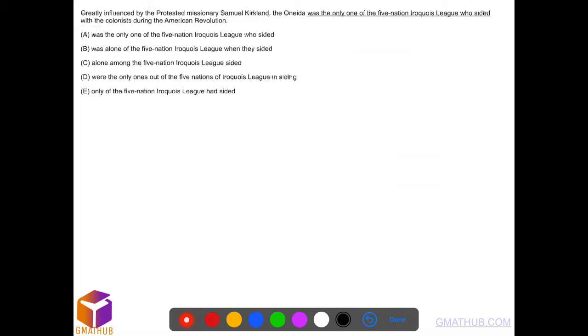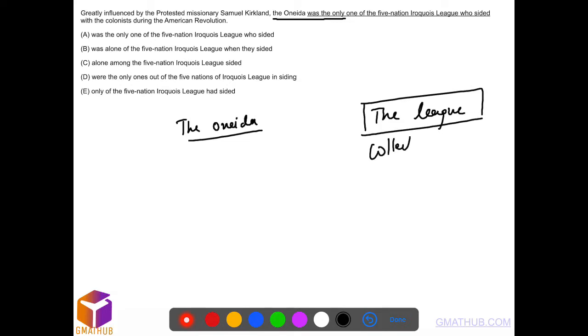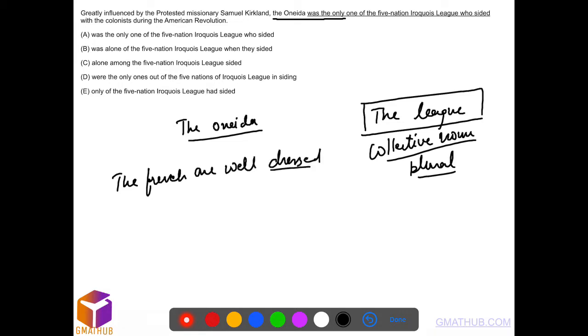Again, let's see here. Greatly influenced by the Protestant missionary Samuel Kirkland, the Oneida was. Now this is the Oneida. So we are talking about a league, a group of people, and the league. Now this is called a collective noun, and this is plural in nature. For example, the French are well dressed. So are is the right usage here instead of is. Is would be wrong. So was, that's wrong.